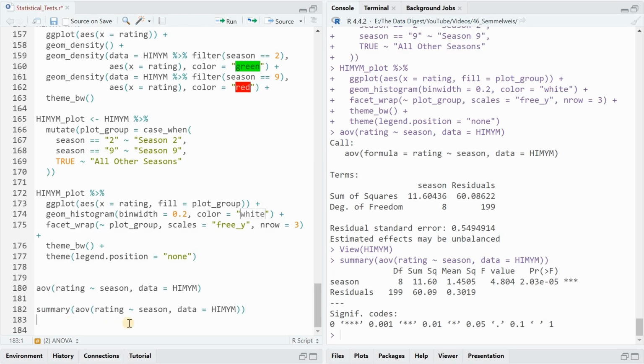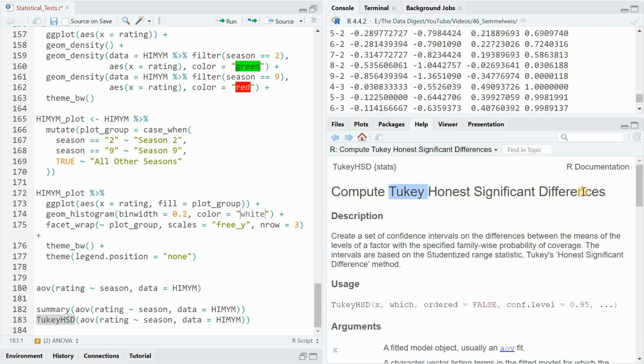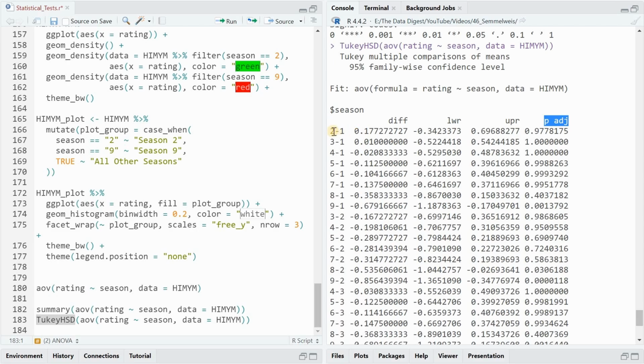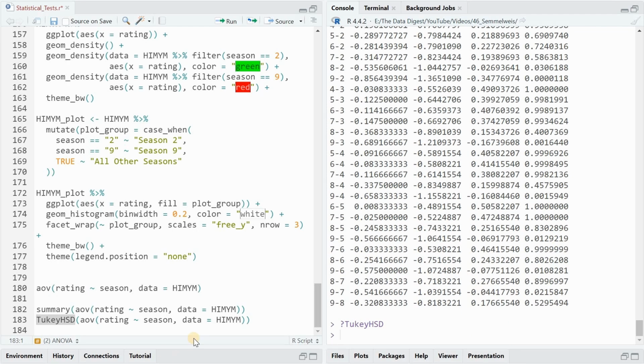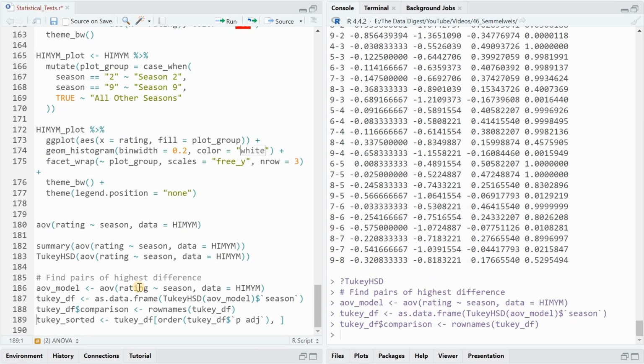And to find out more about this group effect, we run the Tukey HSD function, which stands for Tukey honest significant differences, and it has a correction for pairwise comparisons to not inflate the p-values. It gives you the adjusted p-value of each comparison from each season. And we can find the pairs of highest difference and most significant p-values with some data manipulations.